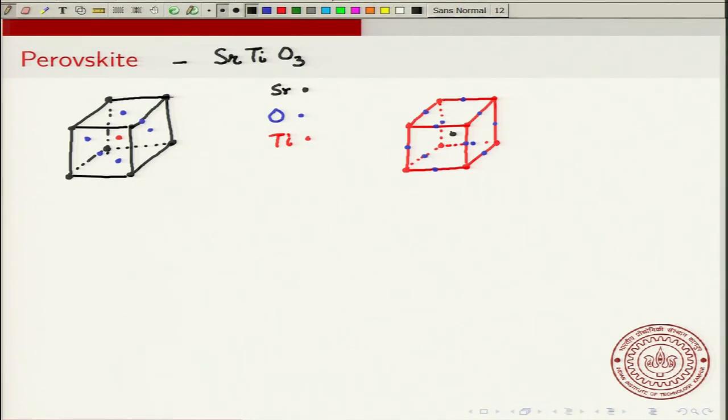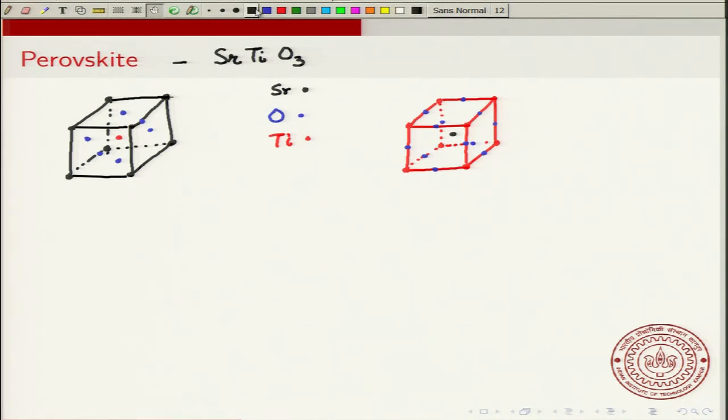Notice that in this way of looking at it, there is no atom at the face center. So if you form the unit cell using titanium, then you don't have any atoms at the face centers of this cube. Whereas if you form the same unit cell using strontium, then the strontium forms a simple cube, oxygen occupies the face center, and titanium occupies this octahedral void.